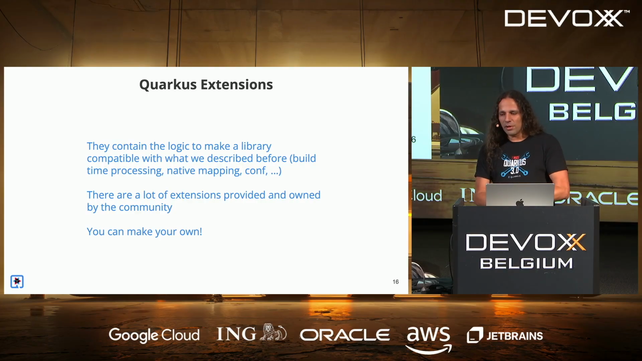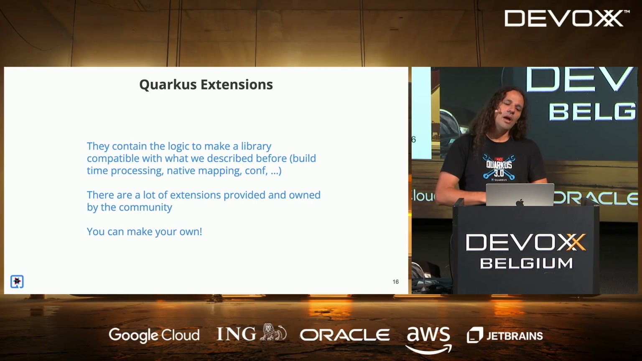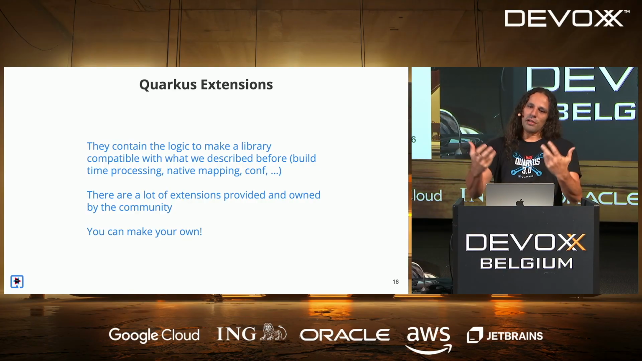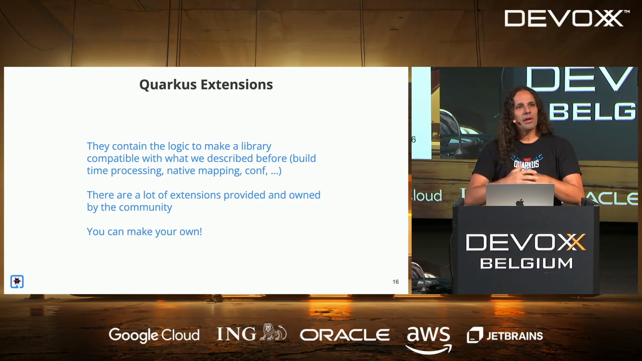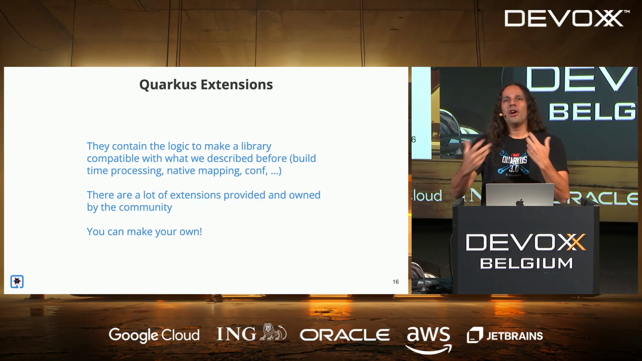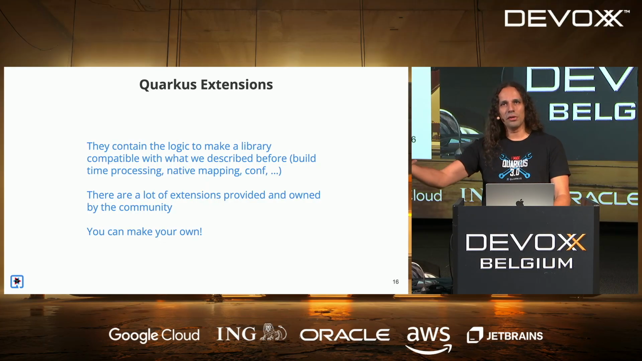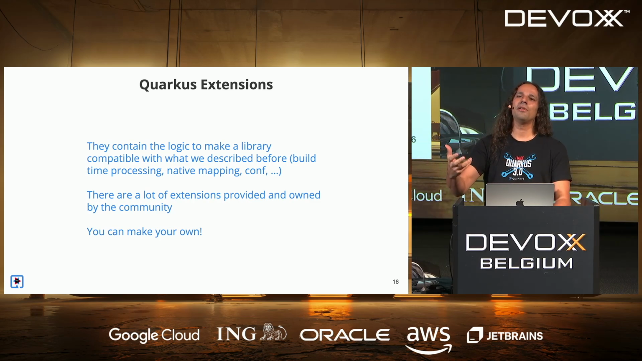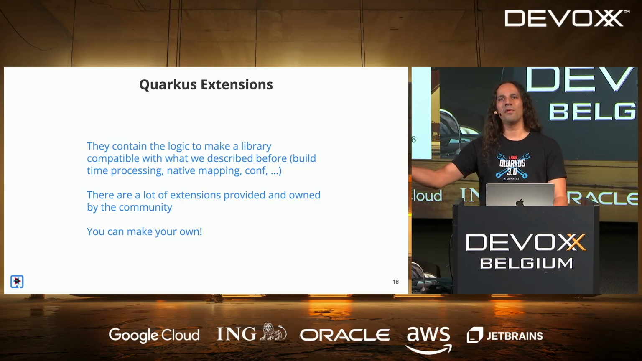OK, now moving a little bit to Quarkus extensions. An extension just contains the logic to make the library compatible with what we have described, right? Now, to make things very, very clear, every Java library that you know in the ecosystem will still work on Quarkus. So you can use it, it's fine. But the point here is these libraries may not be using all the capabilities of Quarkus, right?